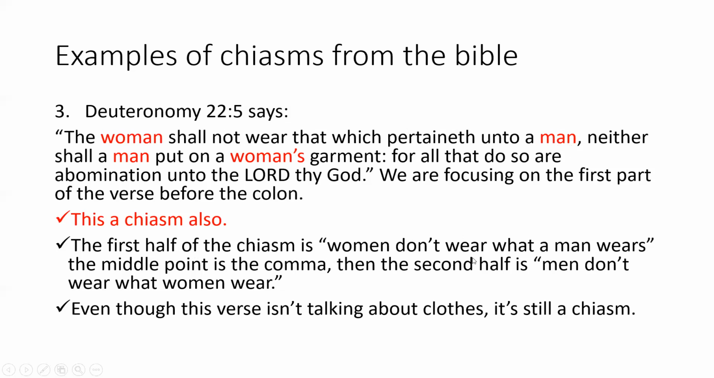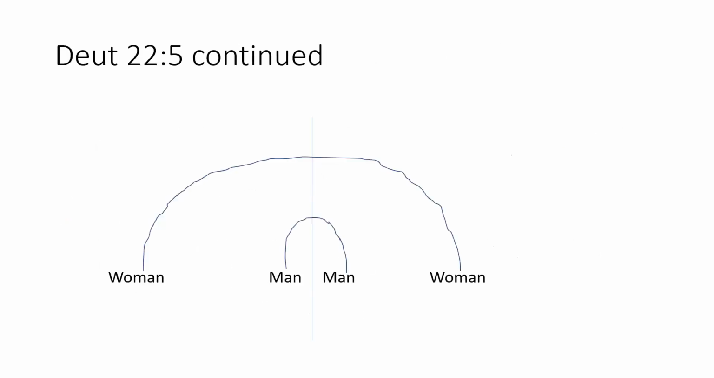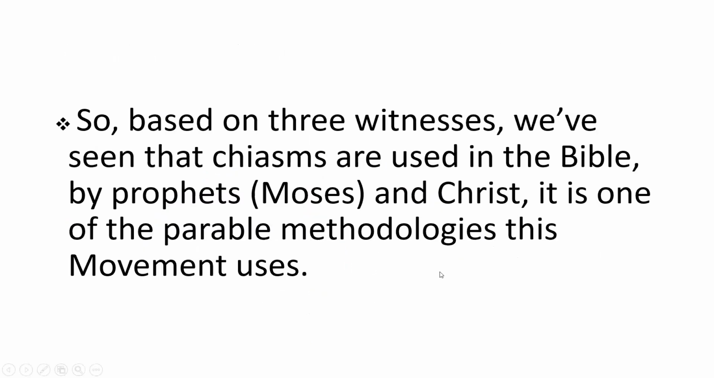So the first half of the chiasm is women don't wear what a man wears. The middle point is the comma. Then the second half is saying men don't wear what women wear, basically. So even though this verse, like I've said, isn't talking about clothes, we just want to see the chiastic structure in that. I've put it on this representation here: woman, man, then woman.